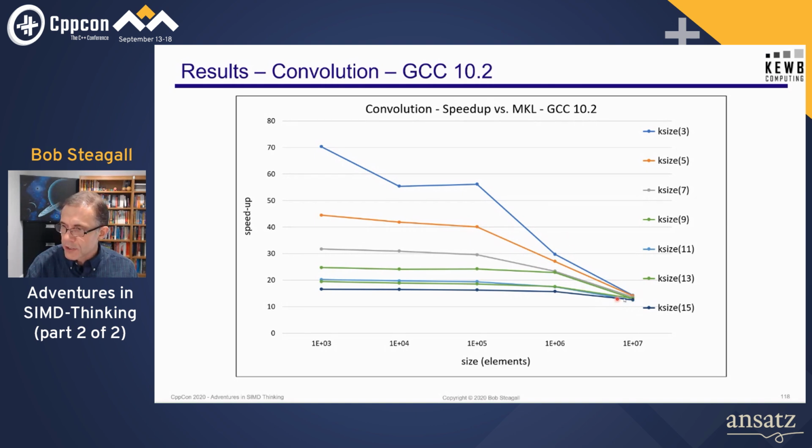For all kernel sizes, the performance tended to converge between 12 and 15 times faster at 10 million elements for the AVX approach versus the MKL approach. So I thought that that was some pretty reasonable results.